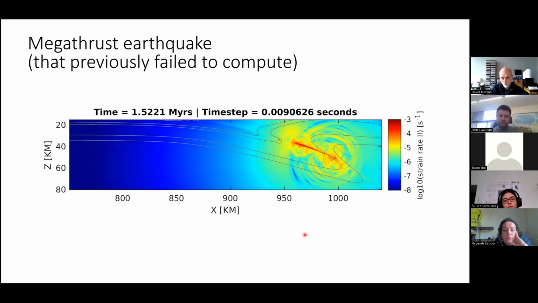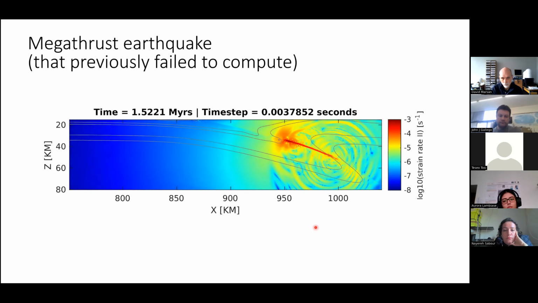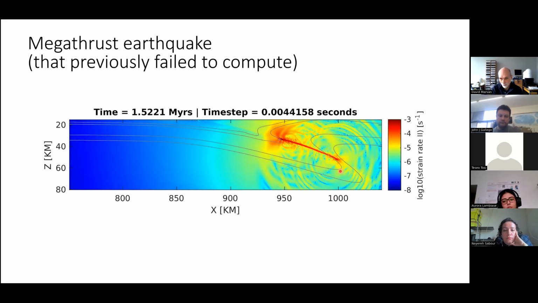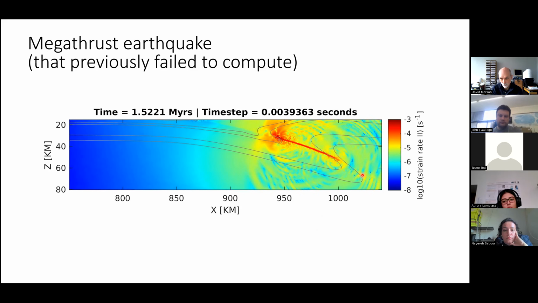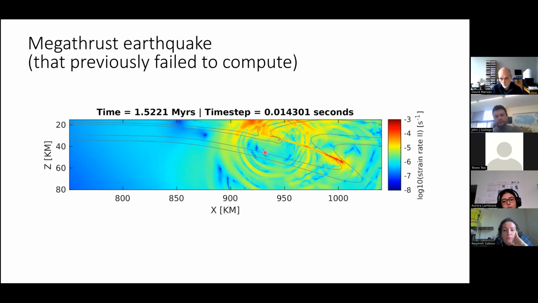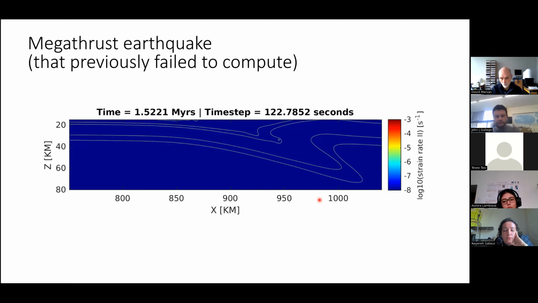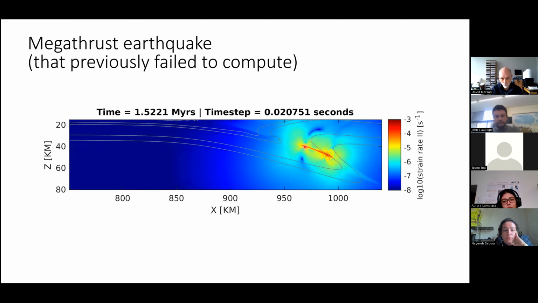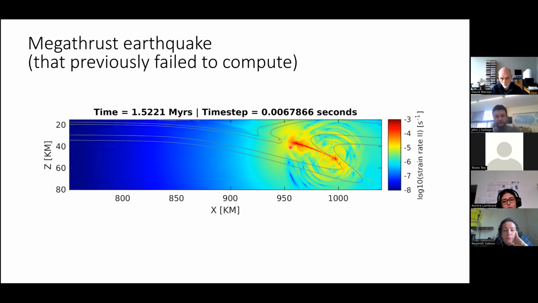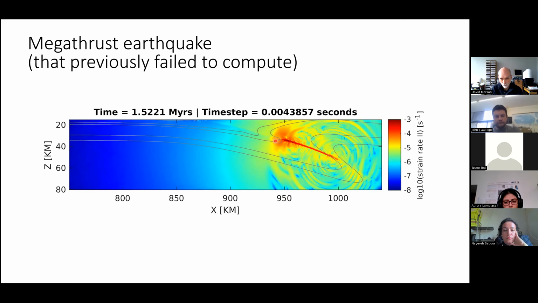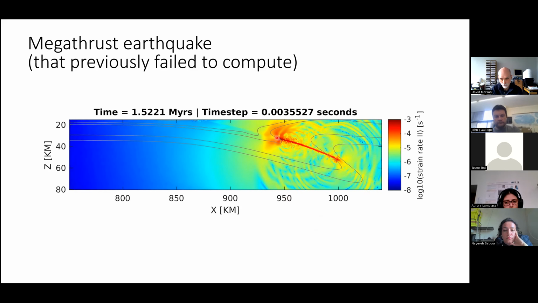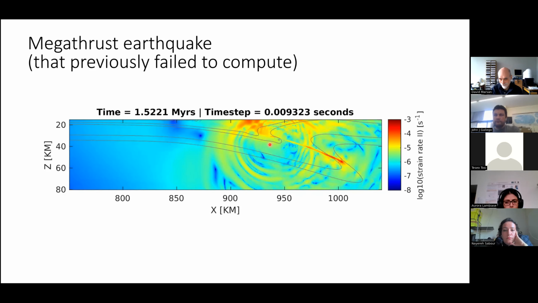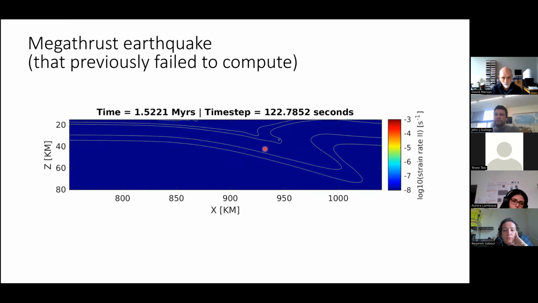You can see now there are millisecond time steps, and there's movement across the plate interface, and also seismic waves are being generated from this point onward. You can also see here the fault, the earthquake progressing up dip, and then coming to an arrest once it reaches this transition zone here at the end of the rate weakening zone.